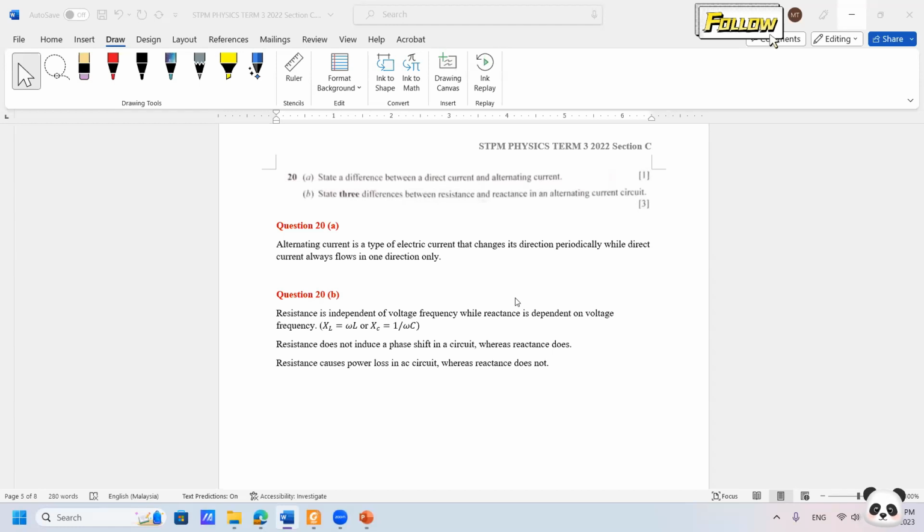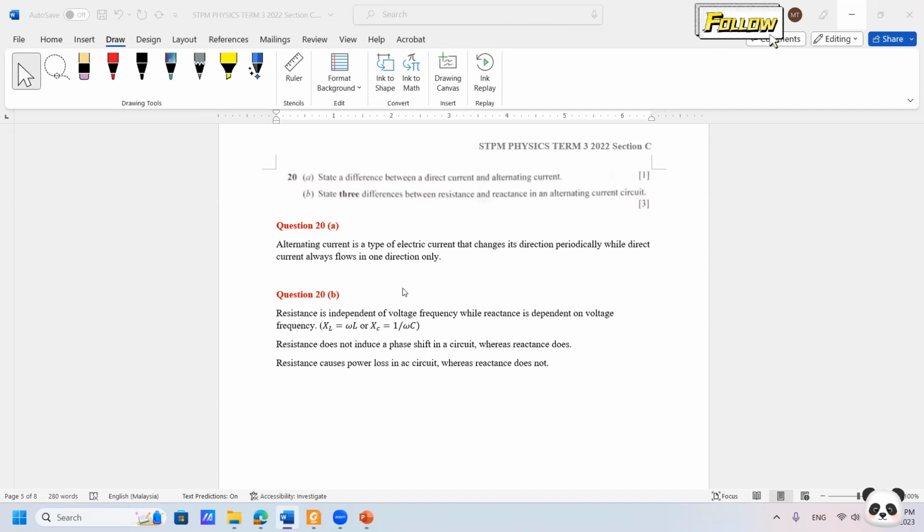We move on to question 20. State the difference between DC and AC, and then state three differences between resistance and reactance in an AC circuit. So I think the basic difference between DC and AC is about the direction of the current. AC is a type where the current changes its direction periodically, but DC always flows in one direction. And as for the differences between resistance and reactance, we can conclude from what we have learned before.